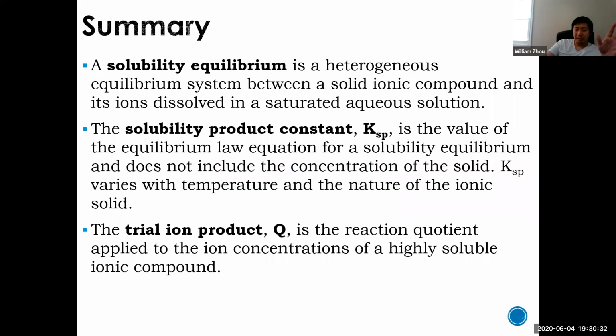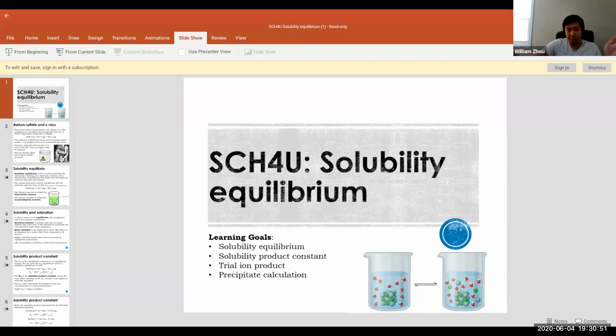And that's it. This is the class for solubility. We learned what solubility equilibrium is. We learned the KSP. We learned the trial ion product. We learned how to calculate whether a precipitate will form or not using Q and the KSP. And that concludes this part of the unit. This will be the last lesson before the test. Any questions? All right.